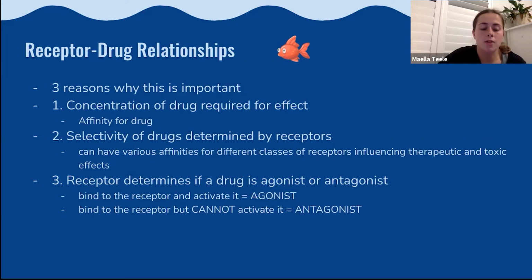So if the drug binds to the receptor and then activates the receptor, it's an agonist. But if it binds to the receptor but cannot activate it, it's an antagonist. This is also known as the lock and key model. Lock and key is agonist. The drug binds to the receptor, the key can open the lock, so therefore it's an agonist. But in an antagonist, it binds to the receptor, the key can't open the lock. So it stops the lock from being opened.